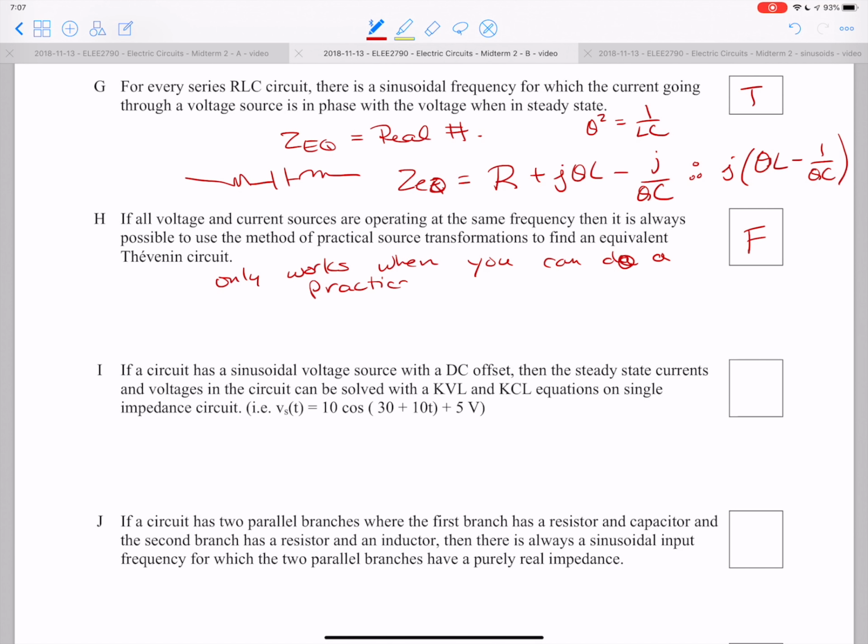When can you do a practical source transformation? You can only do a practical source transformation if you have a voltage source in series with a resistor or a current source in parallel with a resistor. If, on the other hand, you have a voltage source that is not in series with a resistor or a current source that has a resistor in series with it, practical source transformations will not work.